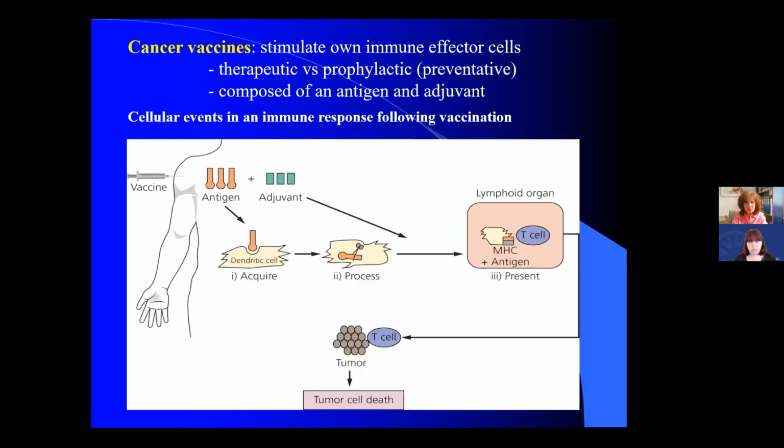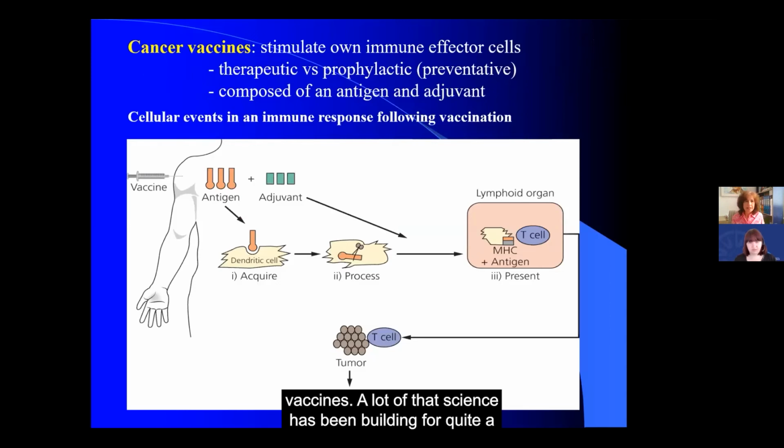Now, what's exciting right now, and as I'm sure we're all very grateful for the COVID vaccines, is that a lot of that science has been building for quite a long time, and people are also using that information to make cancer vaccines. Again, remember that a cancer vaccine is getting your own body to fight the bad agent, in this case, the tumor. They're trying to make cancer vaccines that are therapeutic, which means they will treat a cancer, or you can make a vaccine to prevent a cancer. And as we just discussed, the human papillomavirus vaccine will prevent cervical cancer. Okay, so that's a preventative vaccine.